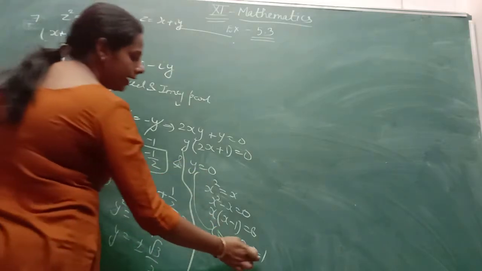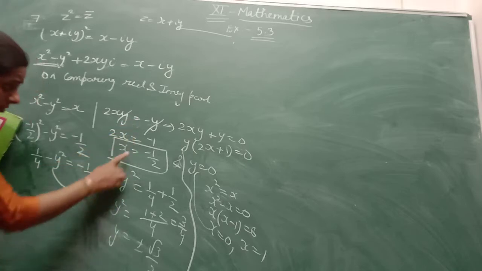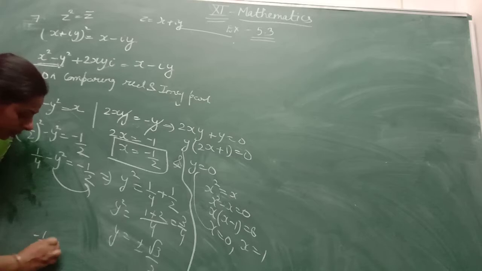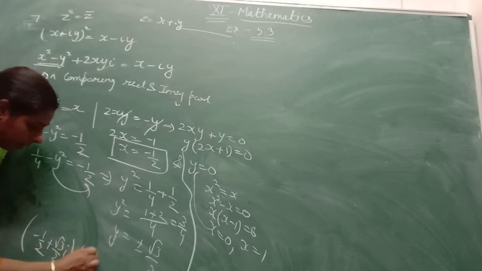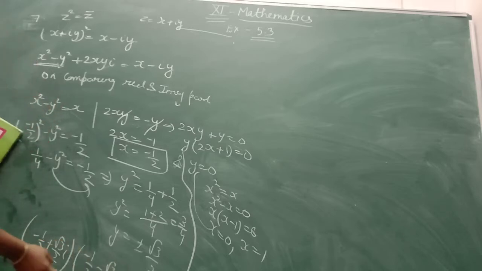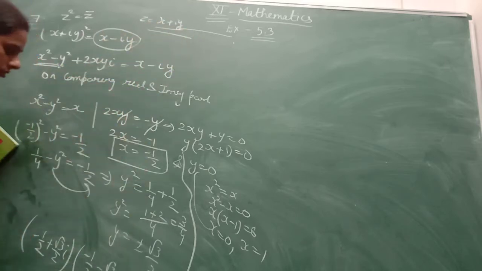If x is 0, y is 0; x is 1, y is 0. So they are the complex numbers. One complex number is, if x is minus 1 by 2, then put the value of y as root 3 by 2. If x is minus 1 by 2, then y is root 3 by 2 iota. Why am I writing iota? Because our complex number is in this form, na? So you have to write it in this form.